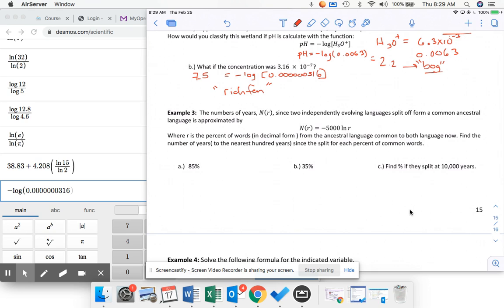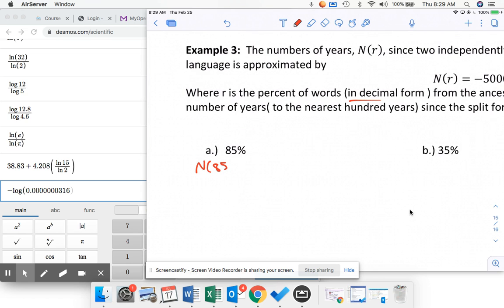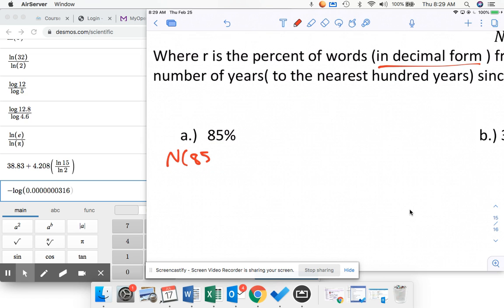Okay, so let's see. If they have 85% in common, then that's going to be n of 85. But I don't want to put in 85, right, because this is a percent. It even says right here, in decimal form, and 85% would be 0.85. So all those little things you see are coming back. Like, how do you deal with scientific notation? How do you deal with percents, right? Those are always consistent whenever we're dealing with application problems.